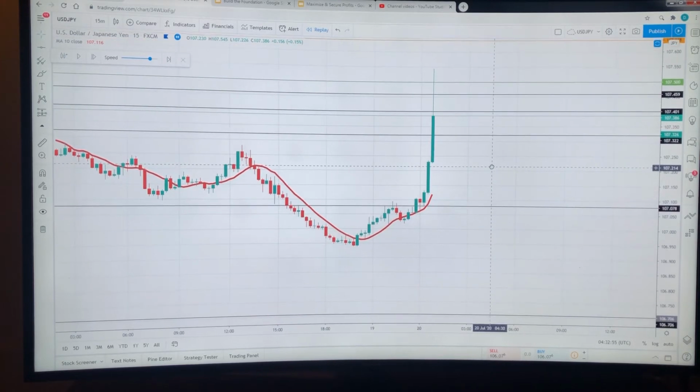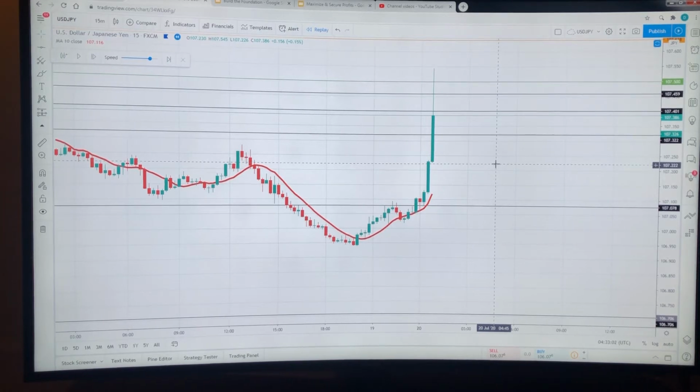Now, they move in pips, and pips are how you're able to determine whether you're making more or making less, whether you're making money or whether you're losing money, right? And it's important to know this before you enter a trade, because you want to know how much you're risking, right, when you first go into it.